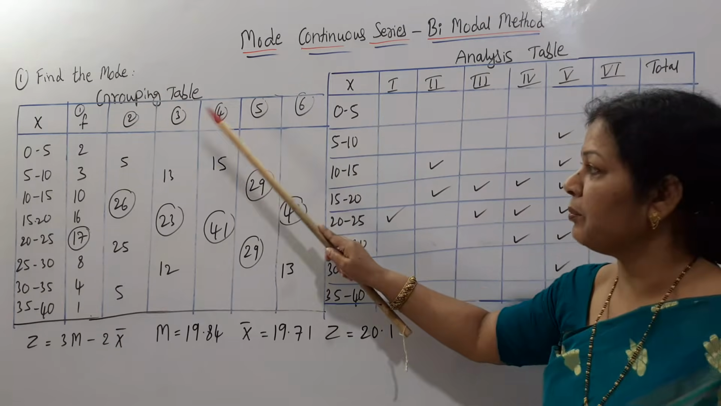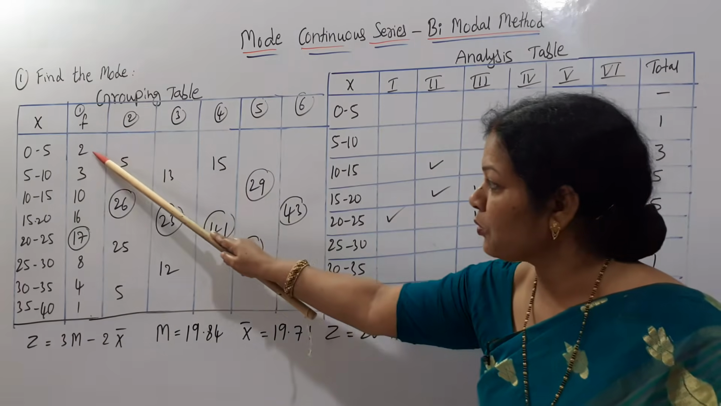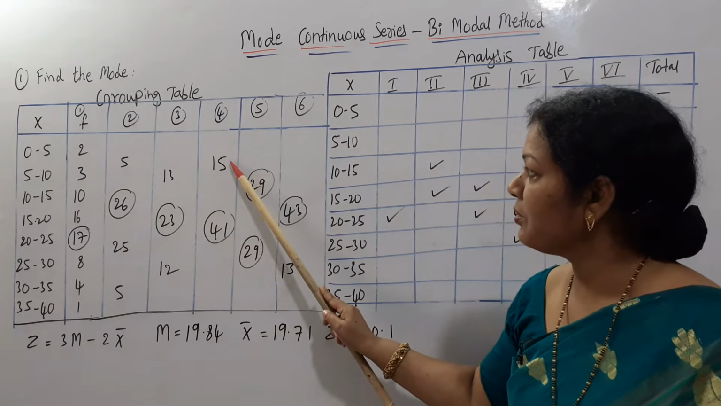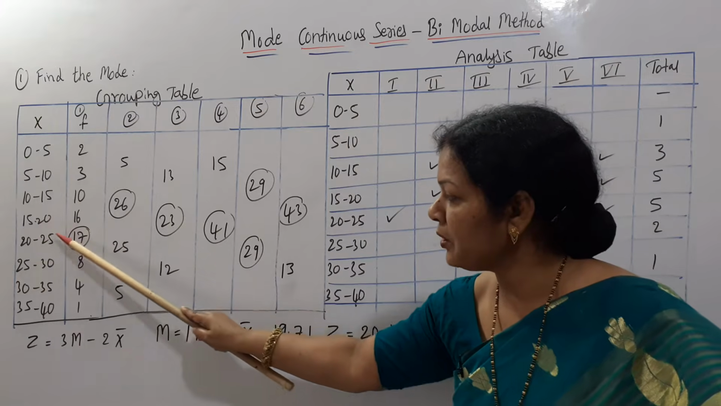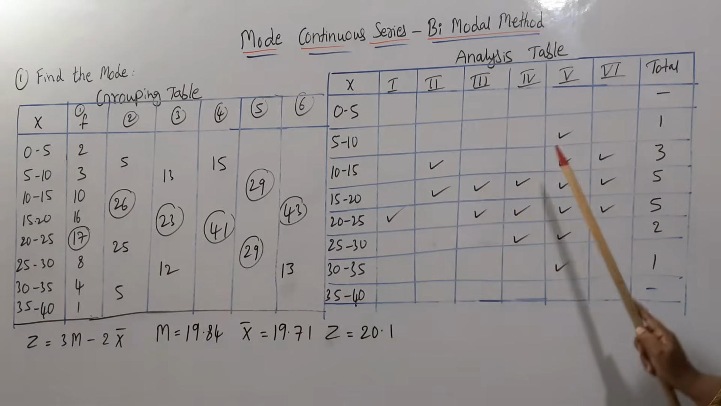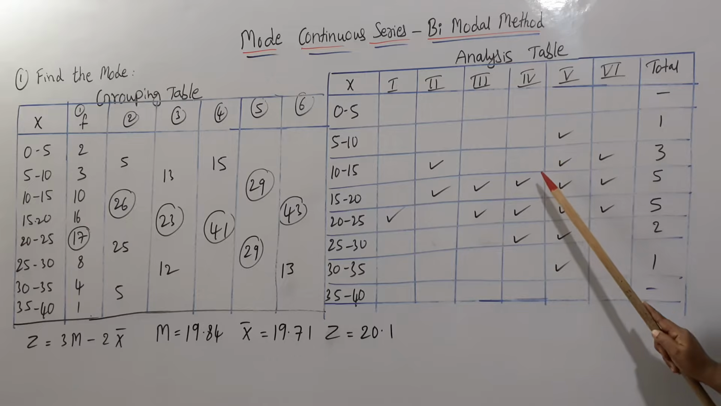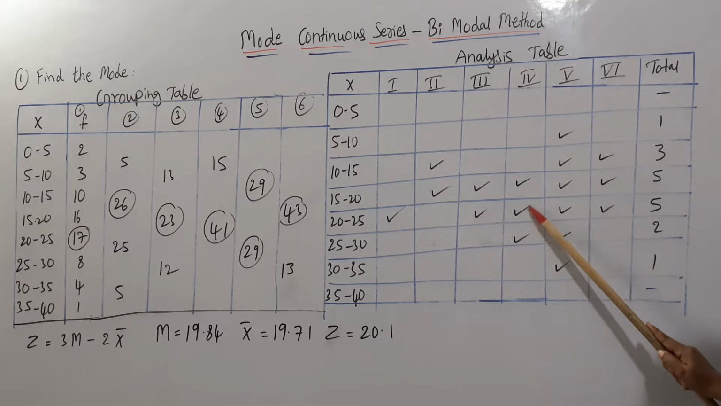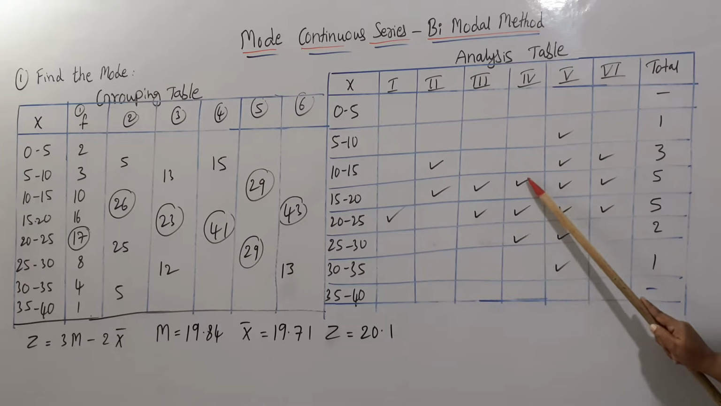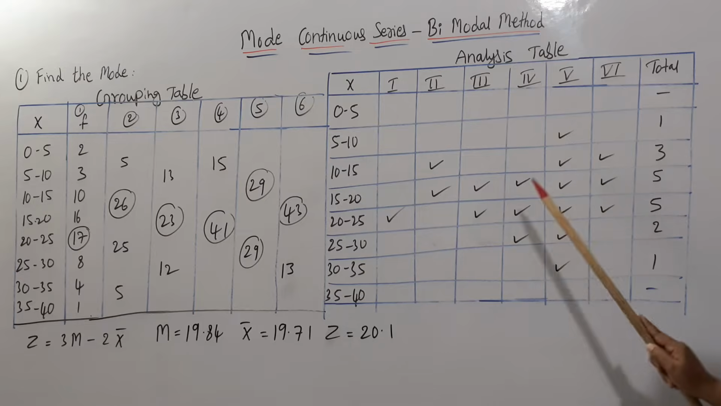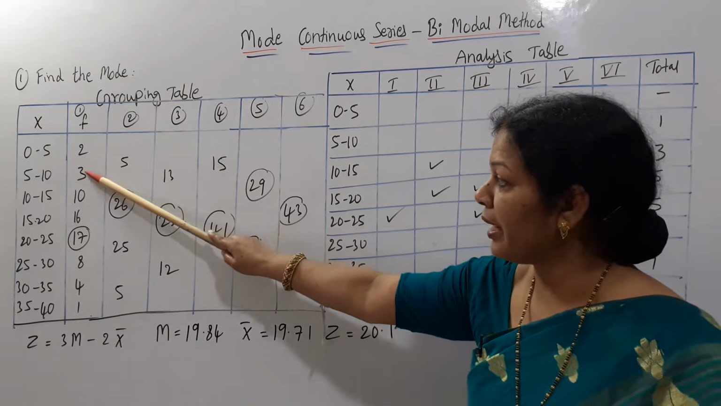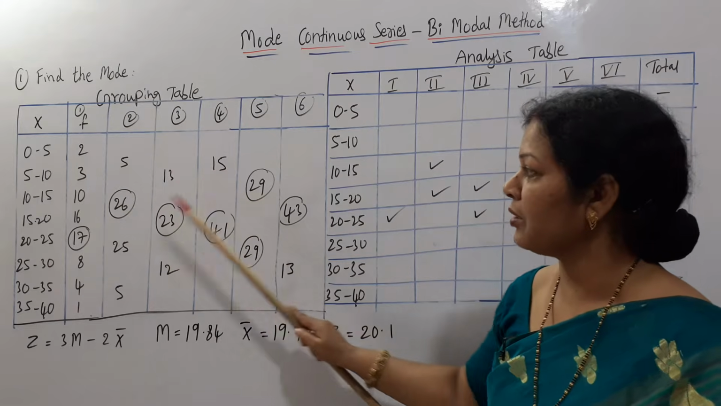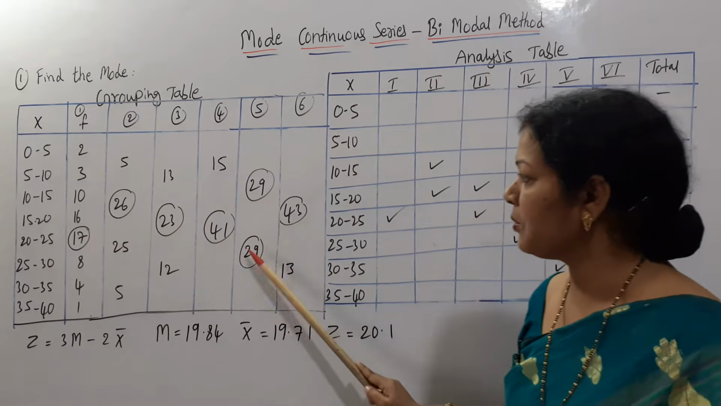Next, fourth column, we have added 3, right. If we add these 3, we got 41. Now, these 3 mean 15 to 20, 20 to 25, 25 to 30. So, there we have given a tick mark. Now, fifth column, if we leave the first number, adding these 3, you get 29. In the same way adding these 3, you get 29.